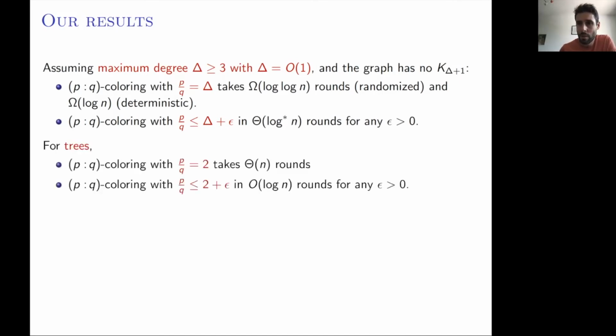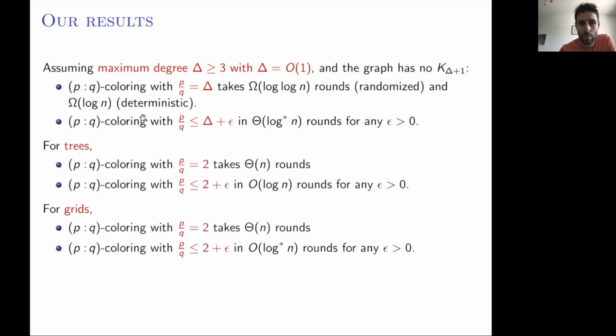And we have similar results for trees and grids. For trees, P over Q equals 2 is hard, but 2 plus epsilon is easy. And the same for grids: 2 is hard and 2 plus epsilon is easy.